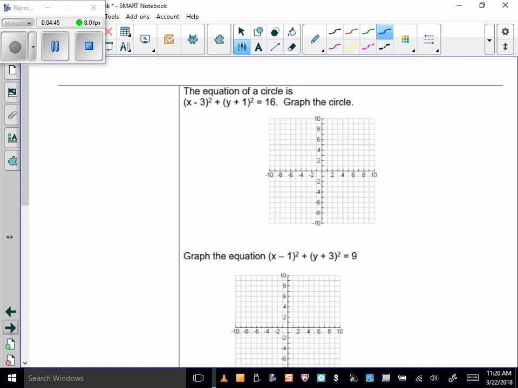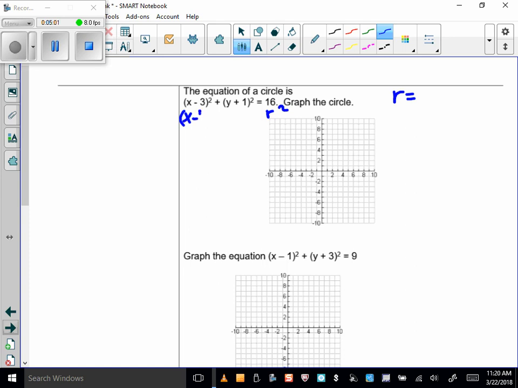Okay, let's see what we're going to do next. Graph this one, I think. The equation of a circle is x minus 3 squared plus y minus 1 squared equals 16. Okay, right away, I know that this is r squared.